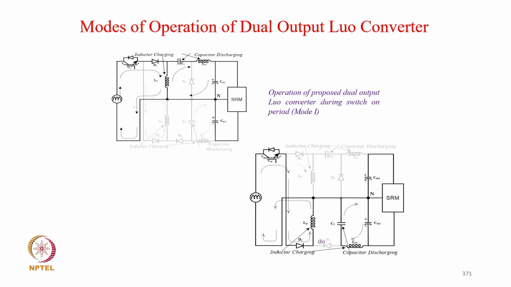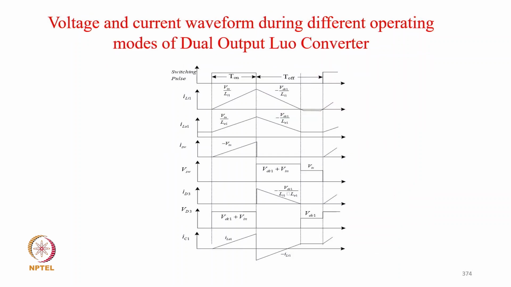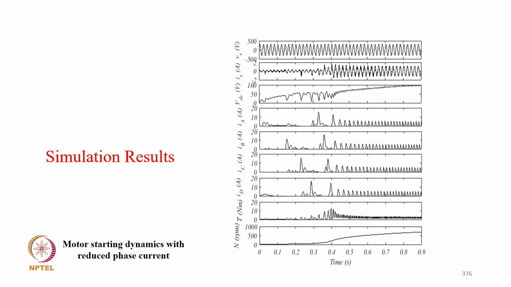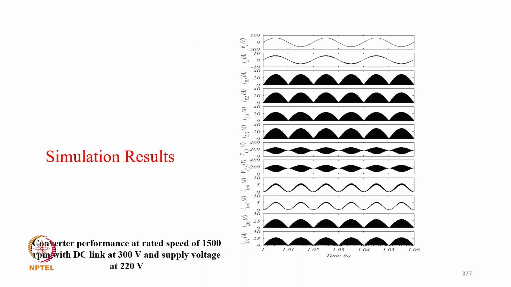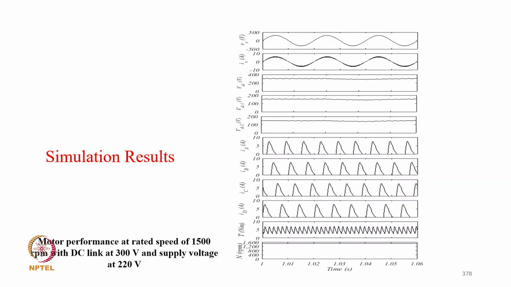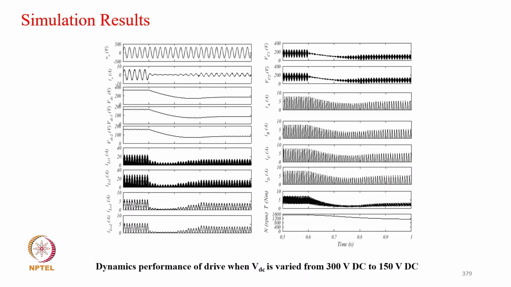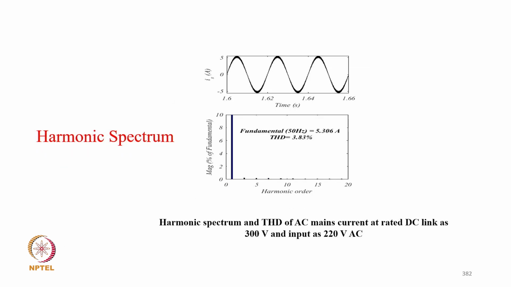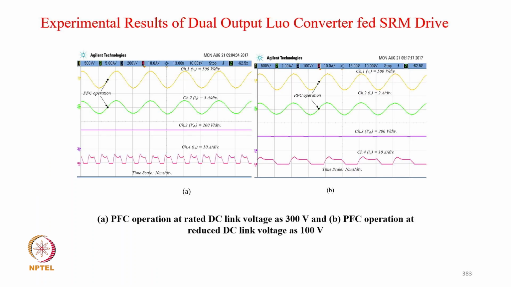The switch conducting, diode conducting, none of the two, different modes and waveform, and the design data. Then starting performance. Then steady state, supply current you can see in phase, but you can see typically the inductors' output currents are designed in DCM, and the motor performance. Then total DC link voltage variation for speed control, and supply voltage variation, and stresses, and THD of supply current 3.83%.